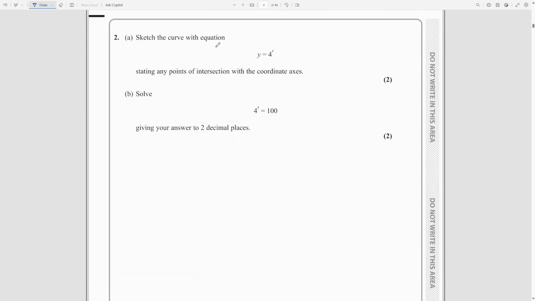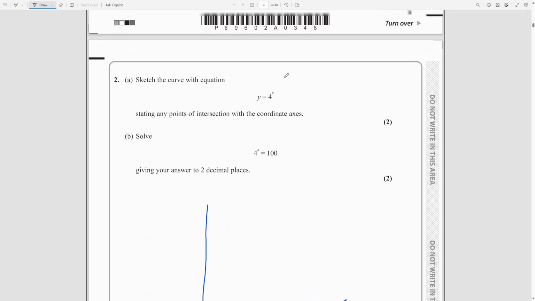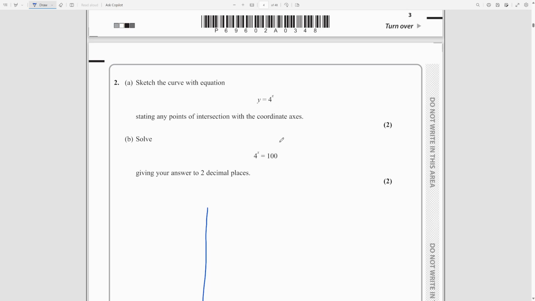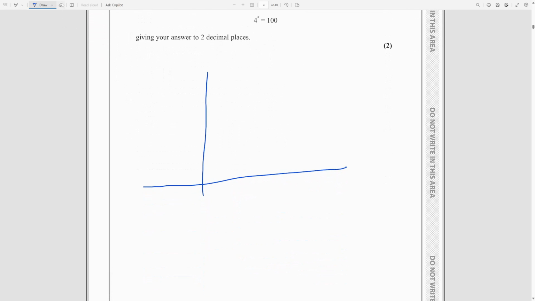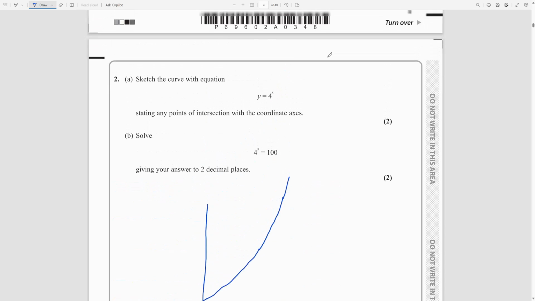Question 2, sketch the curve with equation y equals 4 to the power of x, stating any points of intersection with the coordinate axes. Okay, so this is an exponential graph. All exponential graphs that have a base that's above 1 have a similar shape. I can do better axes than that. If I was doing this with pen and paper, I would use a ruler to make it really neat. So it tends towards the x-axis there, it creeps up, it creeps up, and then it just goes up, up, up. So that's y equals 4 to the x.